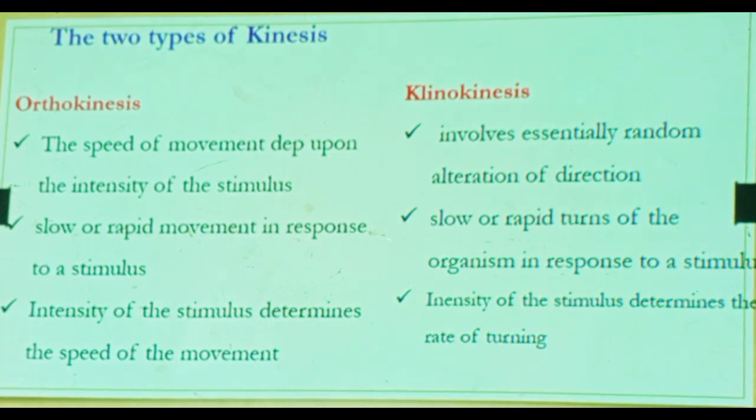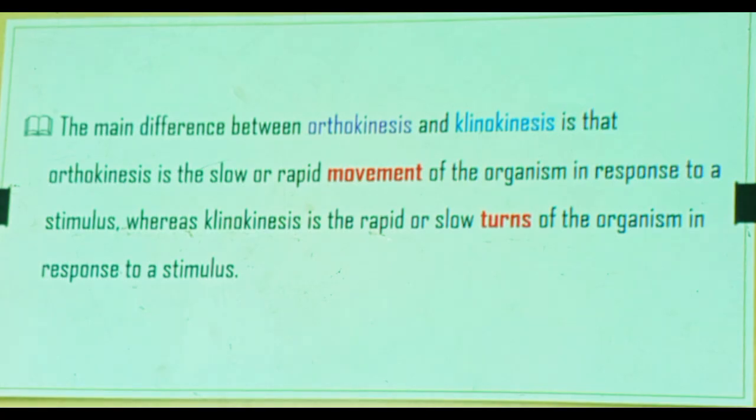And the main difference between orthokinesis and clinokinesis is that orthokinesis is the slow or rapid movement of the organism in response to stimulus, whereas clinokinesis is the rapid or slow turns of the organism in response to stimulus. This is turning, but they are included under kinesis.